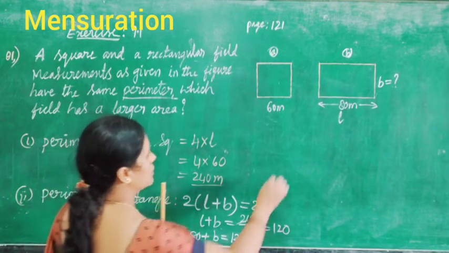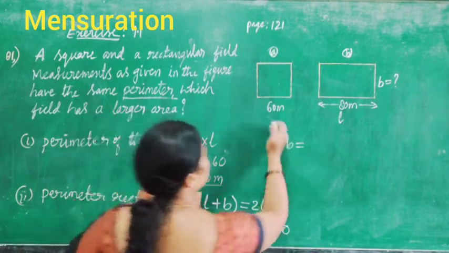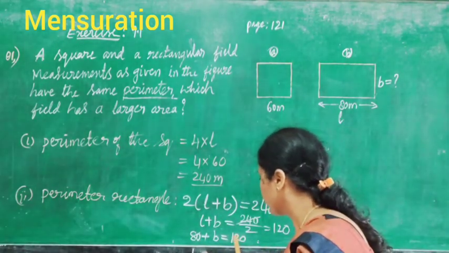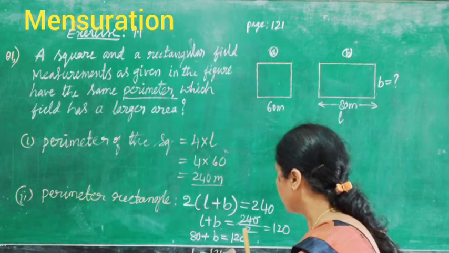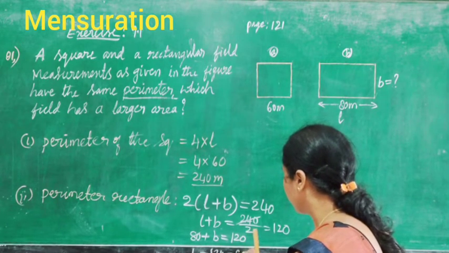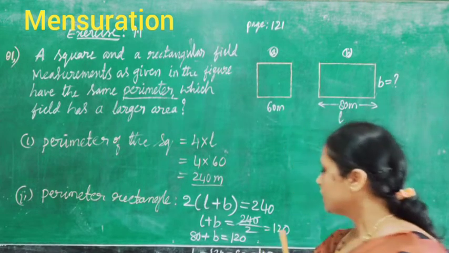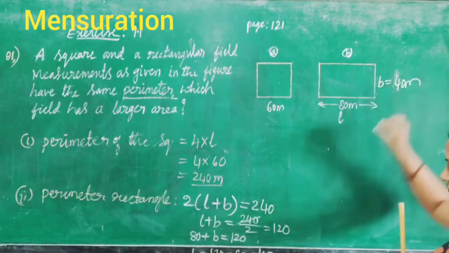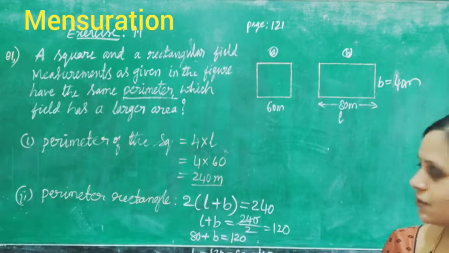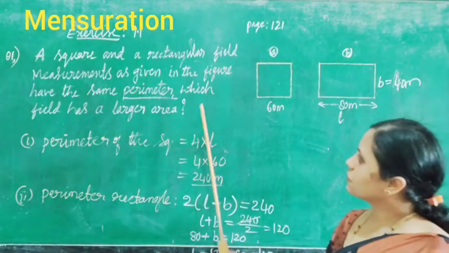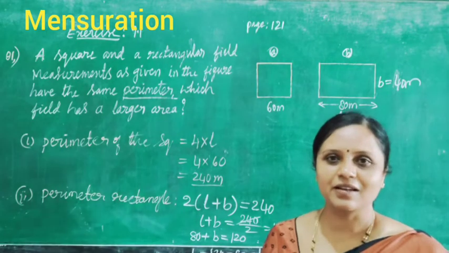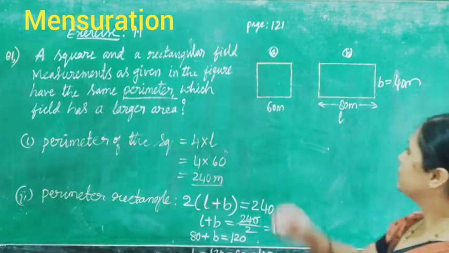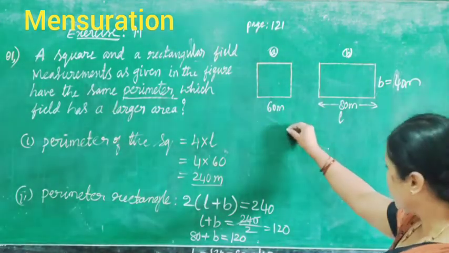So B equal to what? B equal to 120 minus 80. That becomes 40. So the breadth of this rectangular field is 40 meters. Okay. So now, what is the other question? Which field has a larger area? Students, now we have to find once again the area of these two figures. So now find the area.